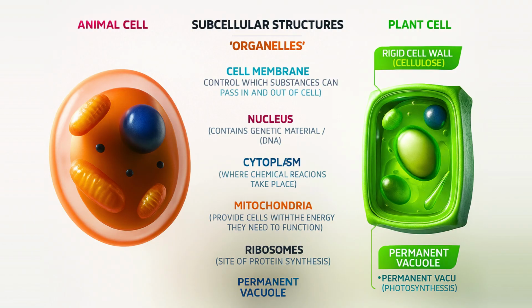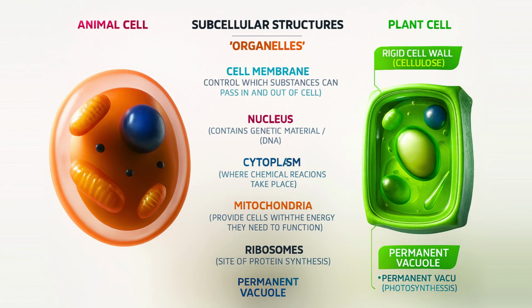To truly understand how a cell functions, we need to look closely at its various internal components, known as subcellular structures or organelles. First, both animal and plant cells are surrounded by a cell membrane. This is a thin barrier that controls what enters and exits the cell. It selectively allows some substances to pass through while blocking others. Both types of cells also have a nucleus, which is like the command center of the cell. It contains the cell's genetic material, known as deoxyribonucleic acid or DNA, and it controls all the activities of the cell by regulating which proteins are produced.